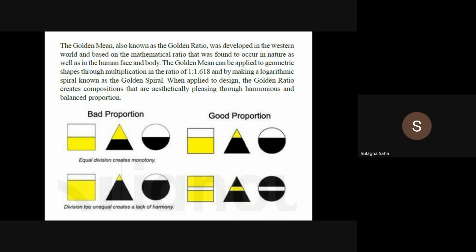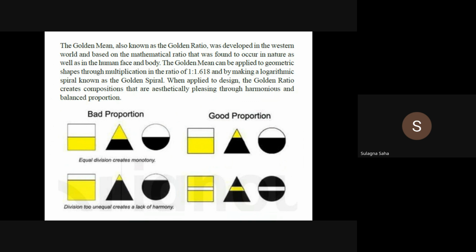There's something we call the golden ratio or the golden mean. It was developed as a mathematical ratio, and it occurs in nature, as well as in the human face and body. The golden mean can be applied to geometric shapes, and it has a multiplication ratio of 1 to 1.618, which creates a logarithmic spiral known as the golden spiral.